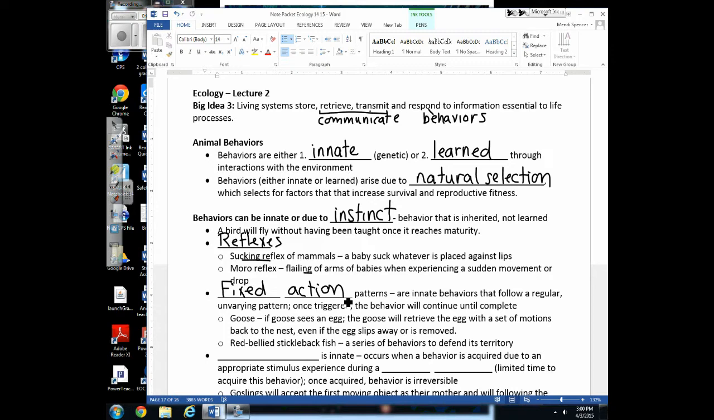Another good example is with the red-bellied stickleback fish, and I've seen this organism referenced a lot on AP tests. Whenever the stickleback fish sees the underbelly of another fish, a red underbelly, then there's a series of behaviors that it uses to defend its territory. And this can even be induced with anything, even just a wooden model that has the underbelly painted. That's going to be a stimulus that will cause this red-bellied stickleback fish to do these series of movements.